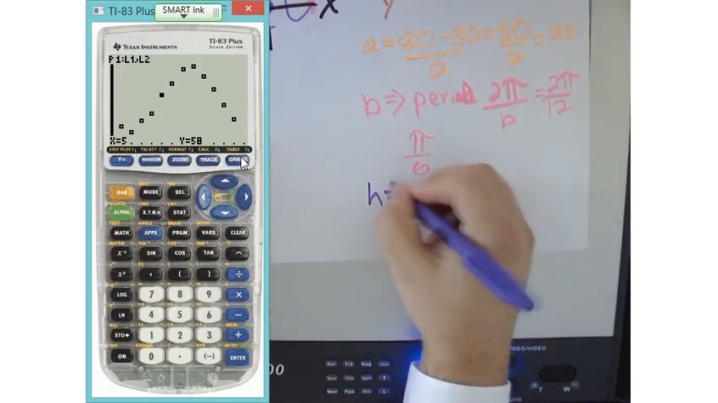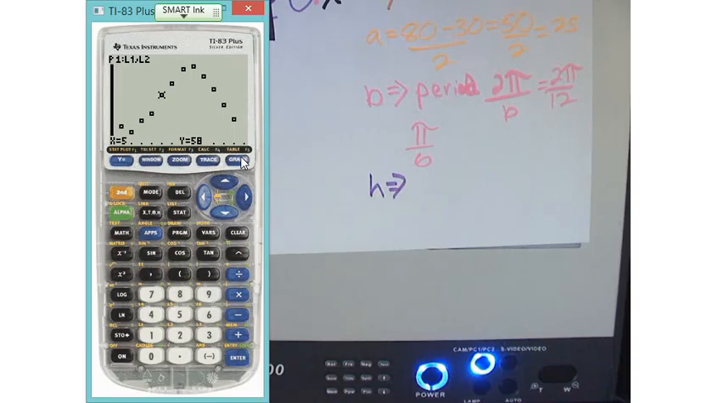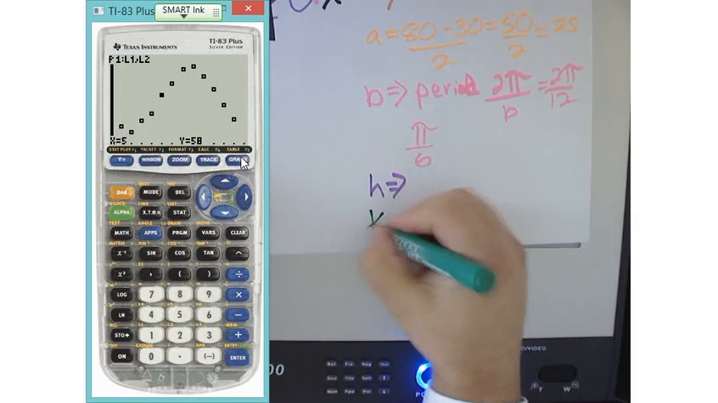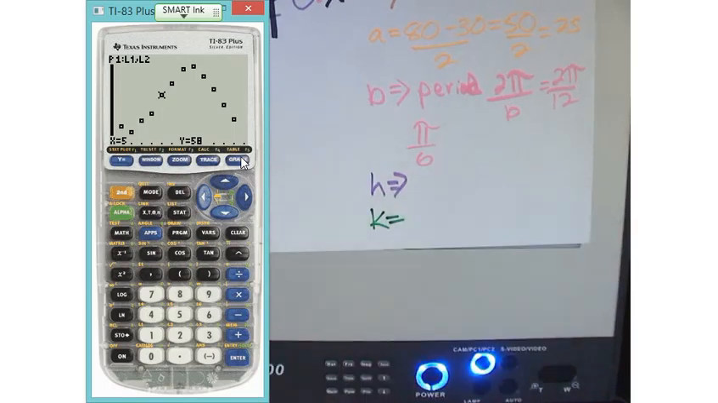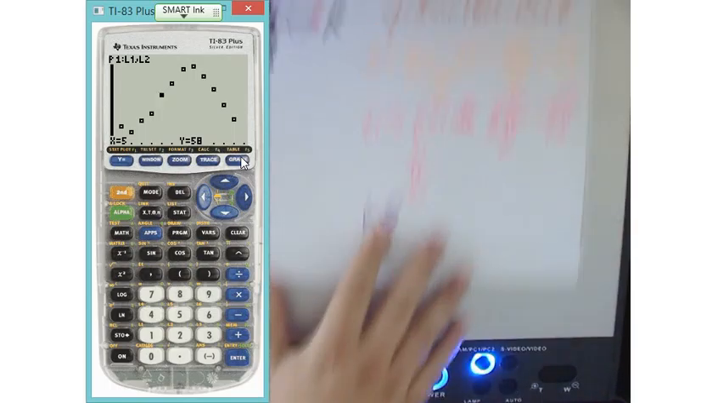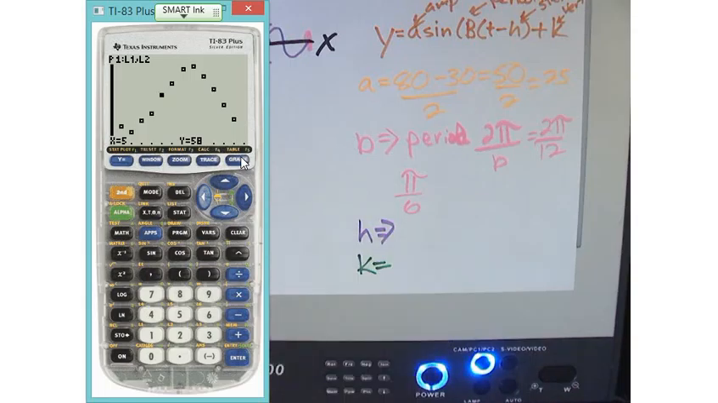I think if we solve k, that would be better. So let's solve for k. So k is the vertical shift. Now, we said that the amplitude is 25. Our lowest y value is 30. Our highest y value is 80. We need to put a line right through the middle of that.